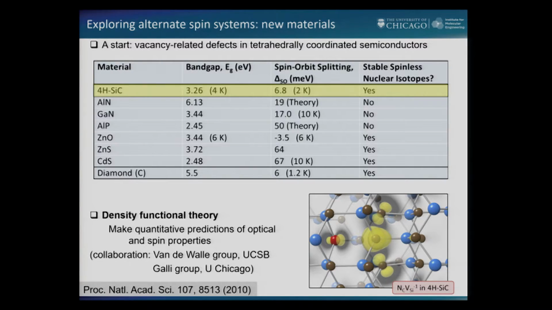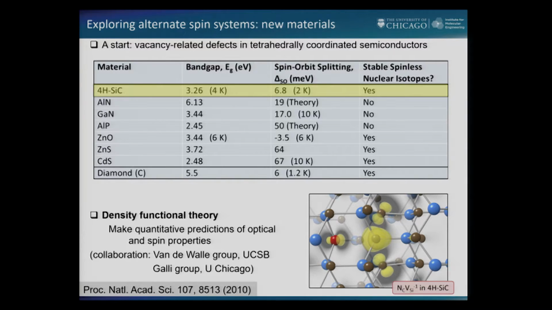So when you ask, why does all of this work in diamond, why shouldn't it work in other places? Doing some theoretical density functional theory calculations for some time with Chris Van de Walle's group at Santa Barbara and Giulia Galli's group in Chicago, the theoretical predictions suggested many, many solid-state conventional materials should host qubits. It's just people hadn't looked.